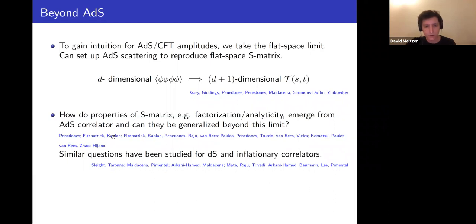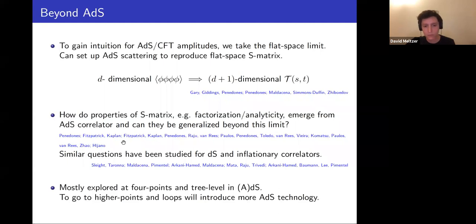And in the past few years, there's also been similar questions asked in the context of de Sitter and inflationary correlators, especially with some nice recent work on the cosmological bootstrap. But for the most part, these questions have been studied at the level of 4-point functions and at tree level. And if we want to understand the structure of either dS or AdS correlators beyond that, I think we need to introduce some more technology to get a handle on any loop calculations.